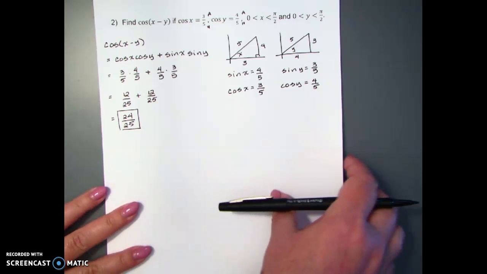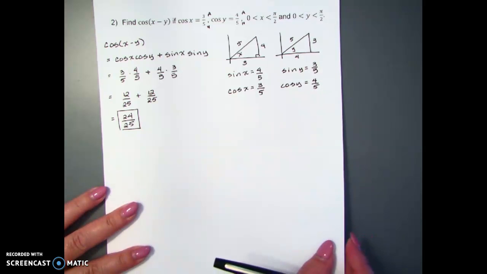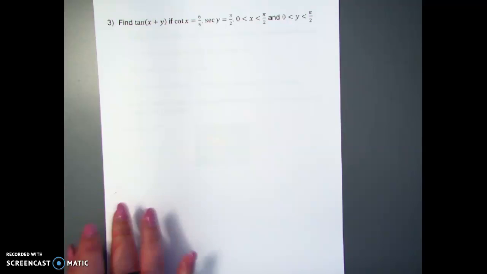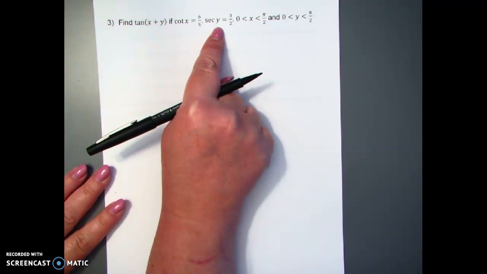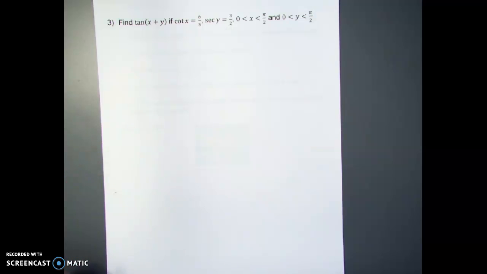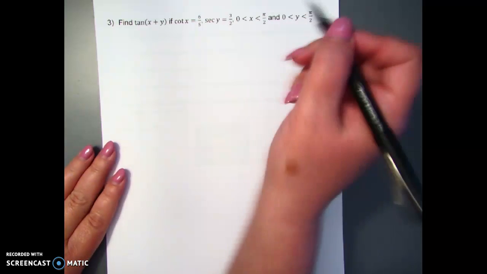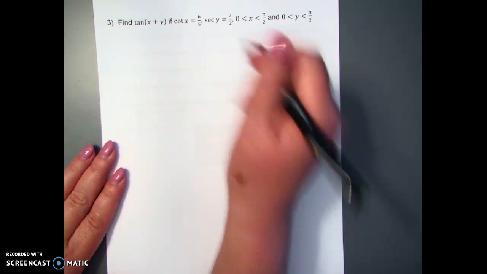Okay, so then I've done an example for sine and an example for cosine, so let's make sure we get an example for tangent in there. And I threw in a couple of reciprocal identities, or functions. So if we take a look at this, again, x and y are in the first quadrant.